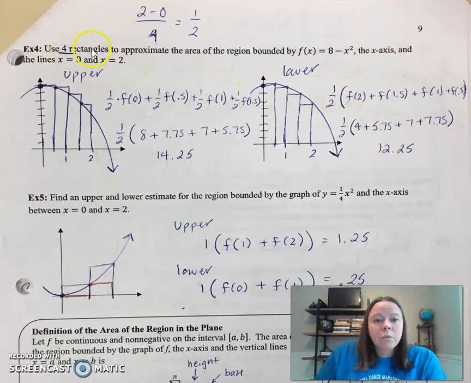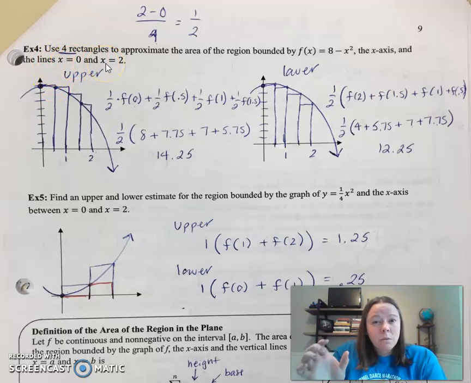Okay, so here's an example. Use 4 rectangles to approximate the area of the region bounded by 8 minus x squared. So I went ahead and gave you the curve, so graph that on your notes, and then from 0 to 2. They didn't indicate what the base length of each rectangle needs to be, so I would just make them the same to keep life simple. So I just made the base length 1/2.